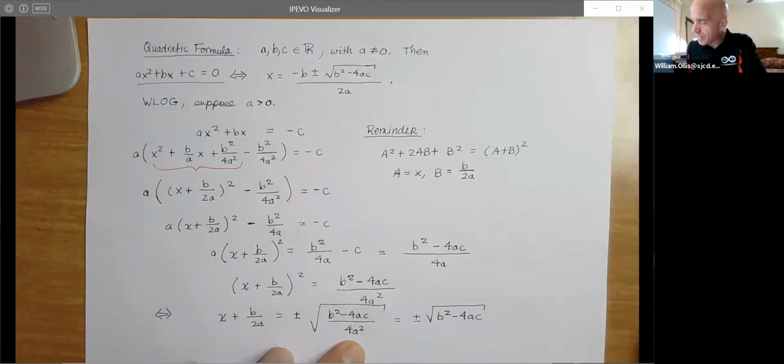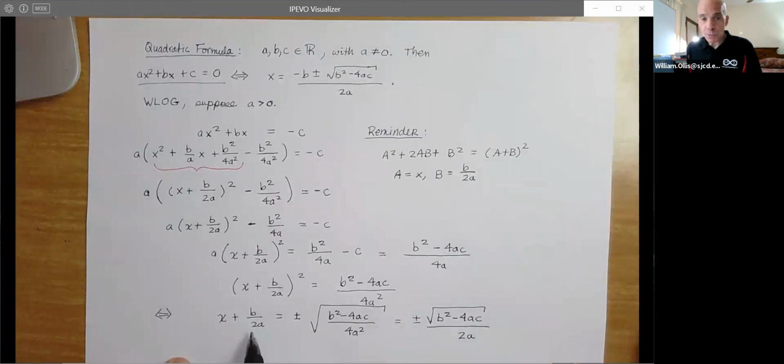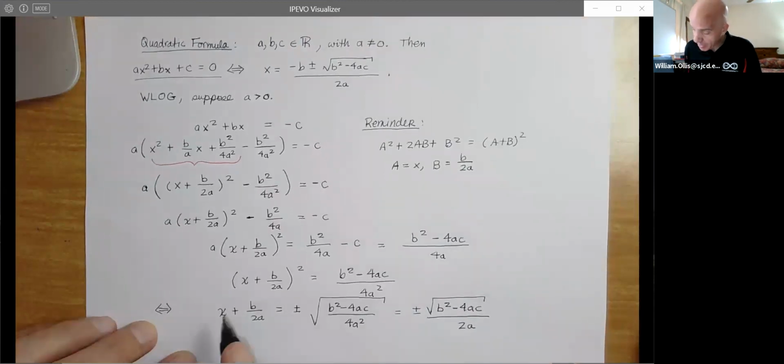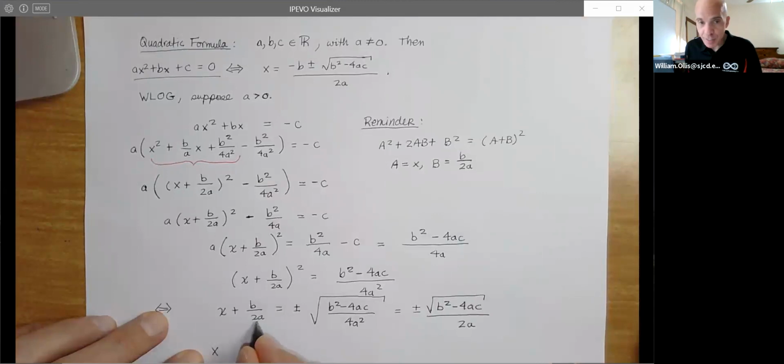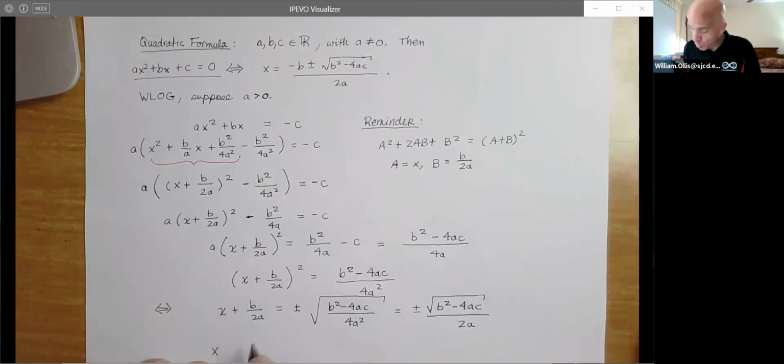So plus or minus the square root of B squared minus 4AC divided by 2A. And now we're good. All we have to do is subtract B over 2A from both sides and we have the formula. And of course, it has the same denominator as this, so we can join it as one fraction. So we get the opposite of B plus or minus the square root of B squared minus 4AC, all divided by 2A.